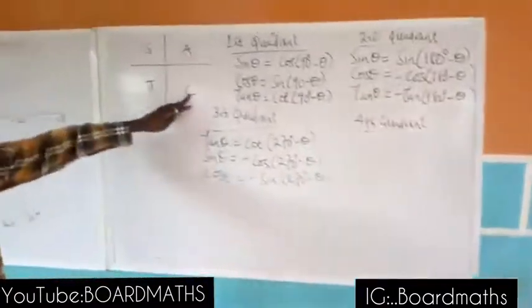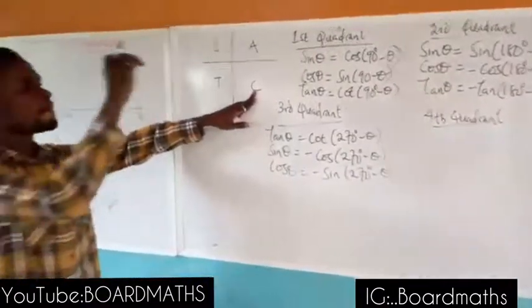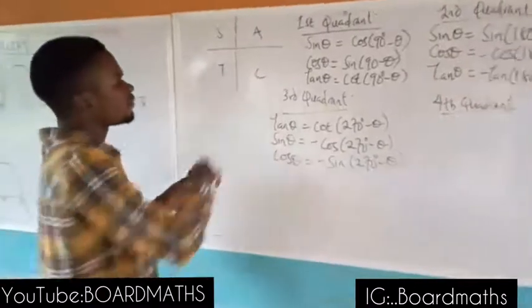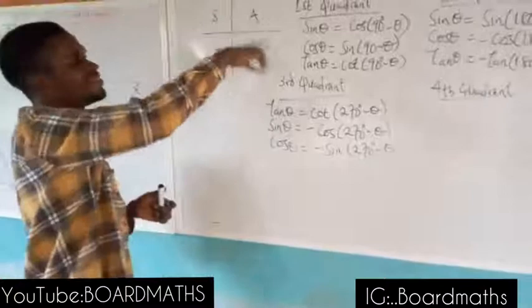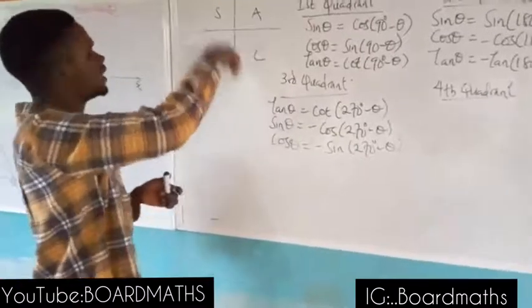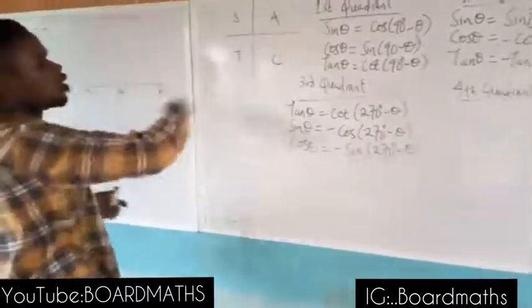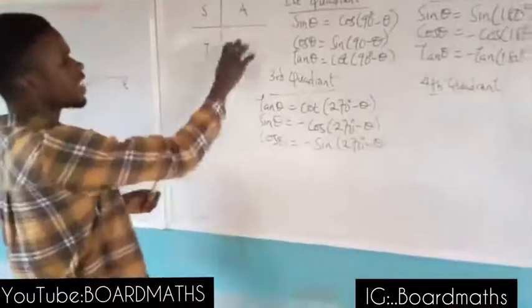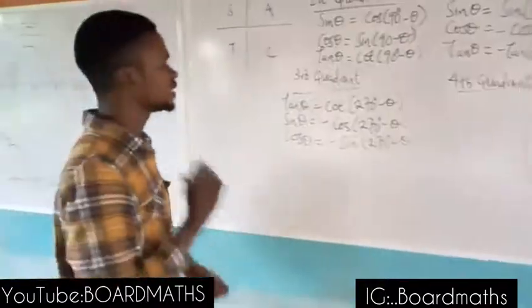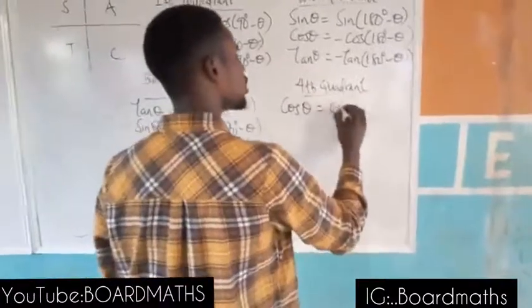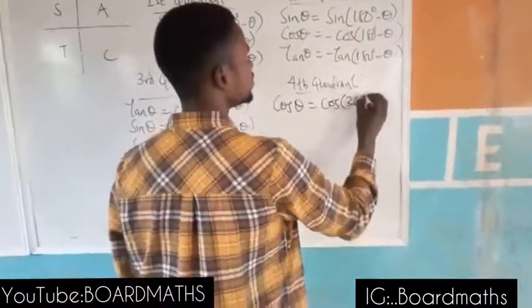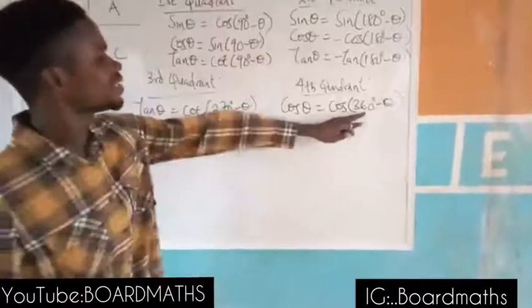The fourth quadrant. So the fourth quadrant is only the cos that is positive. And under the fourth quadrant, these are angles less than 360. So when you relate a given angle to 360 degrees, the trigonometric ratio will remain the same. But here it's only the cos that is positive. Take note of that. So our cos theta is cos of 360 degrees minus theta. You are relating to 360.